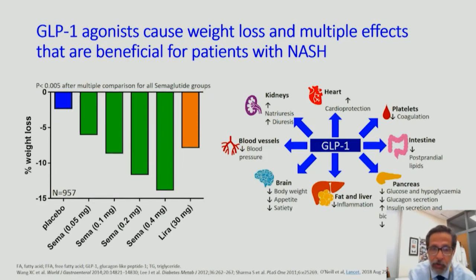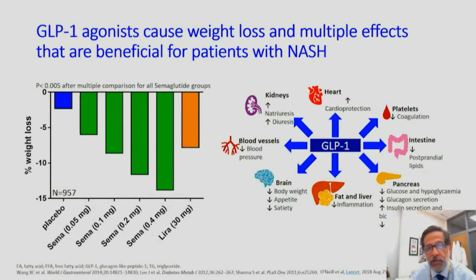As shown on the left, these are data with semaglutide. You can see that within 6 to 12 months, you can get weight loss that is comparable to what is seen with bariatrics, with 10 to 15% weight loss. Now, GLP-1 has many, many biological effects, from cardioprotective effects, improved coagulation, effects on the insulin, improvement in glycemic state, and in the liver, it reduces fat and inflammation.